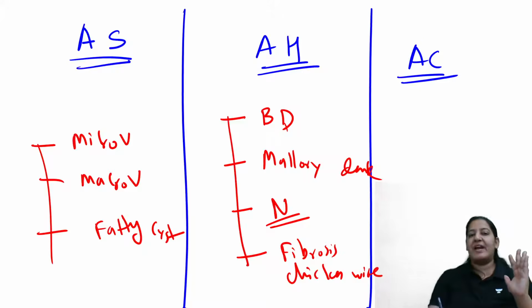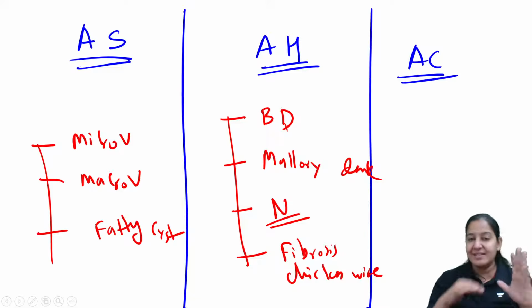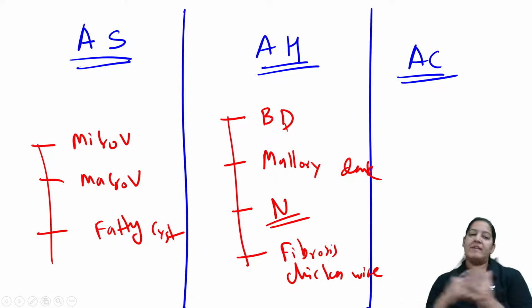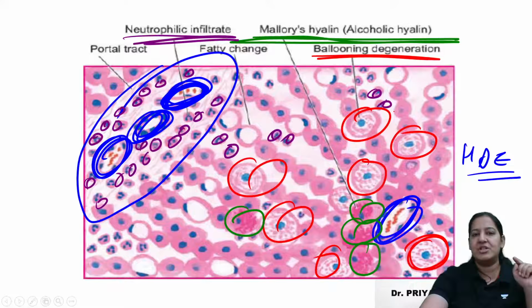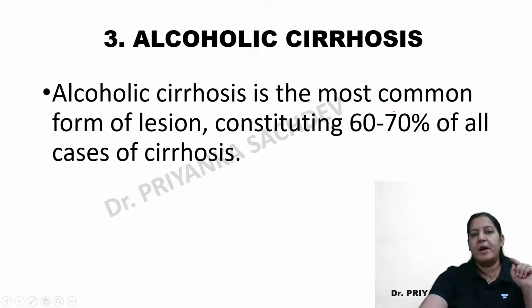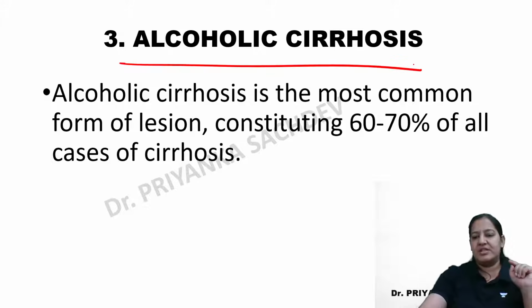Do not write these findings. Understand these findings in the diagram. Once you have seen the diagram, you will never forget. Shall I come to the last? That is cirrhosis, the last stage. So the last stage is the cirrhotic stage, the third stage. So I'm starting the third stage, cirrhosis.